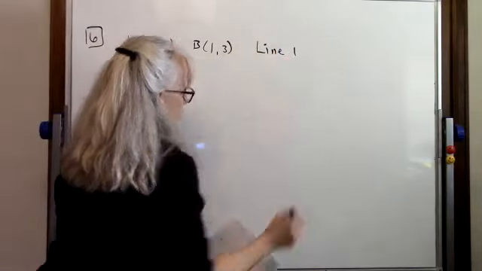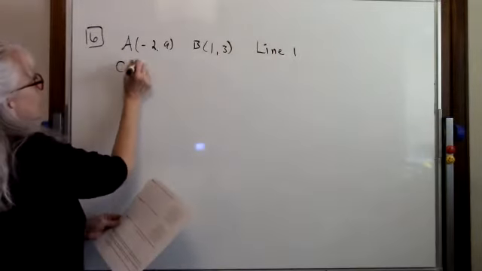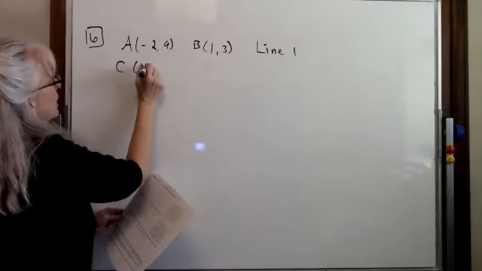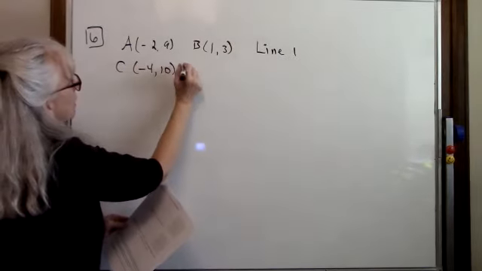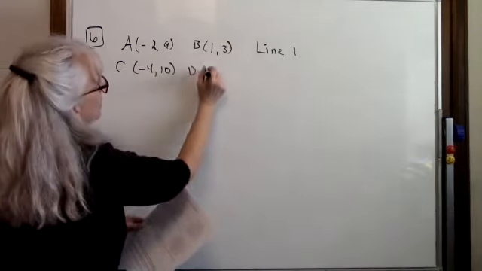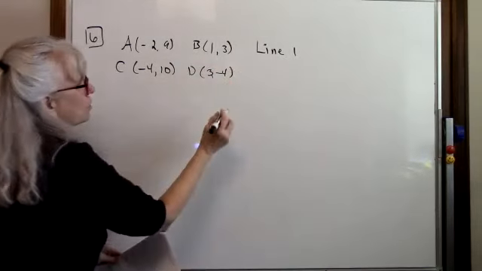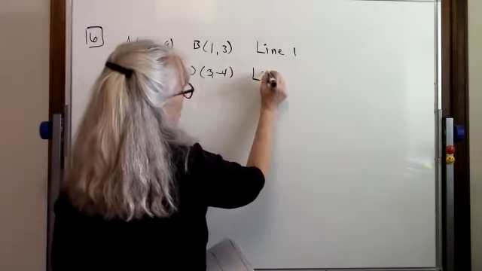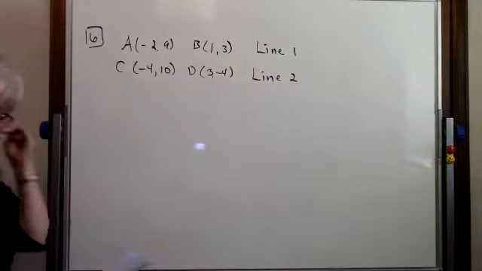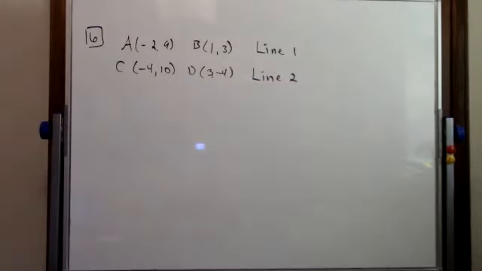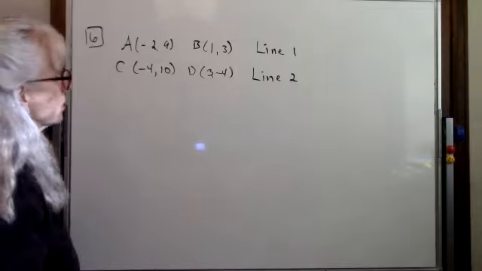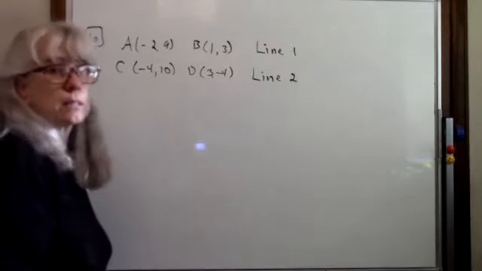Line 1, just to label it. The second line goes through a point C, which is at (-4, 10), and D, which is at (3, -4), and that will be line 2. So let's see how much you remember about parallel and perpendicular lines. The very first thing we need to do is find some slopes.